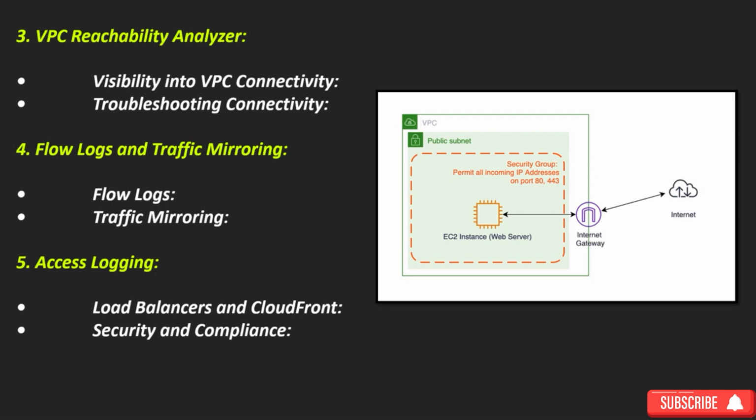So in a nutshell, we can say effective logging and monitoring are indispensable for maintaining a resilient and secure cloud infrastructure. AWS offers a robust set of tools and services such as Amazon CloudWatch, Transit Gateway Network Manager, VPC Reachability Analyzer, Flow Logs, and Traffic Mirroring.